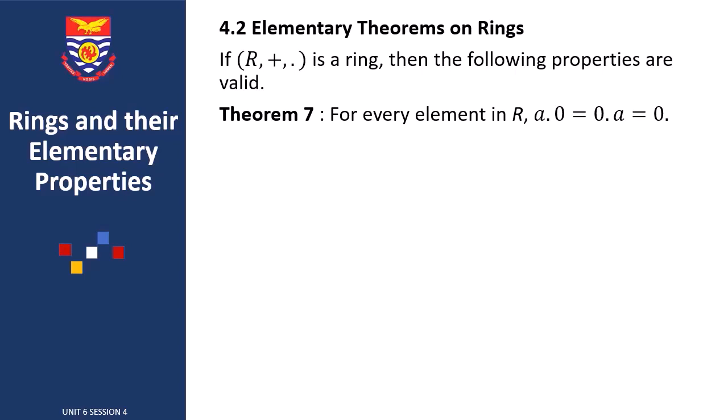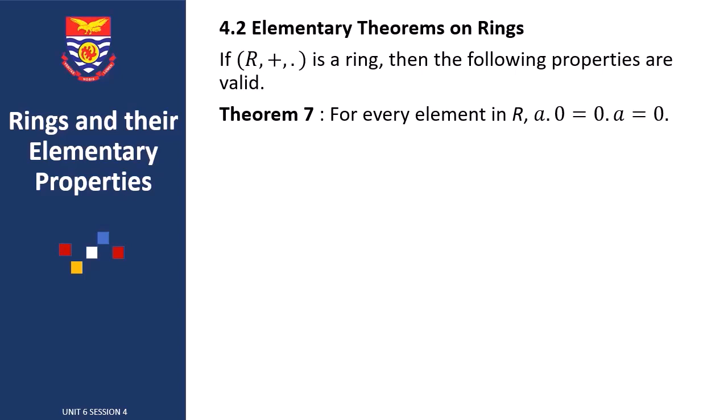So the first one is that if addition and multiplication under the set of real numbers is a ring, then the following properties are valid, and that is actually true. So the first one is that for every element a in R, a dot 0 equals 0 dot a equals 0, and that becomes the identity element. Don't forget about the identity element under addition. Okay, so let's see how to prove this one, and then maybe you can prove the rest because we don't want to make the video too long.